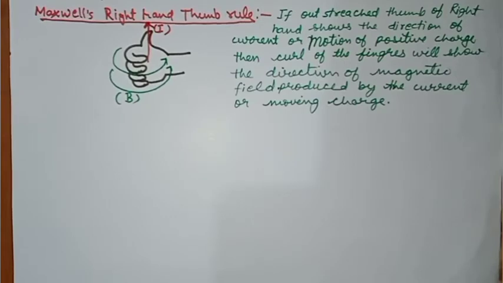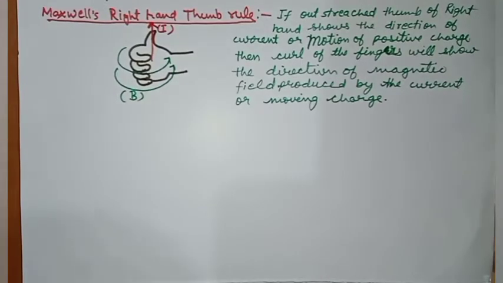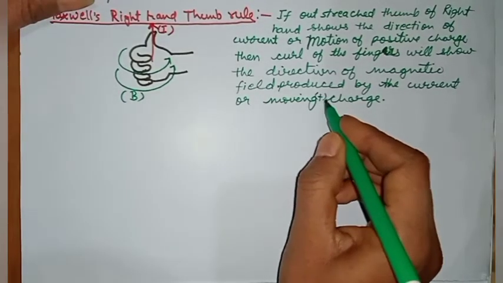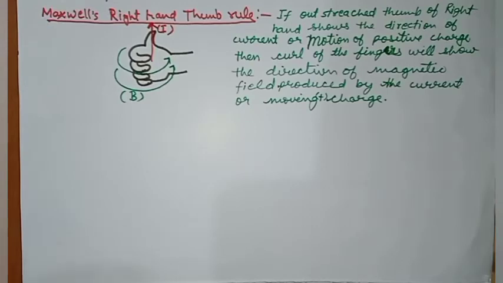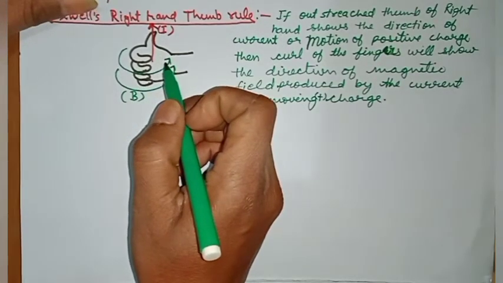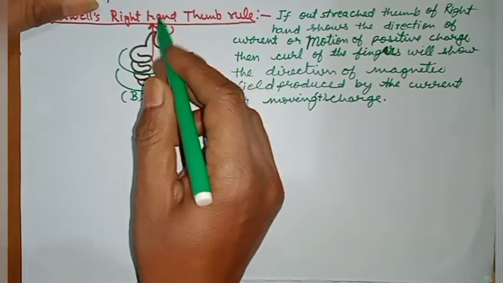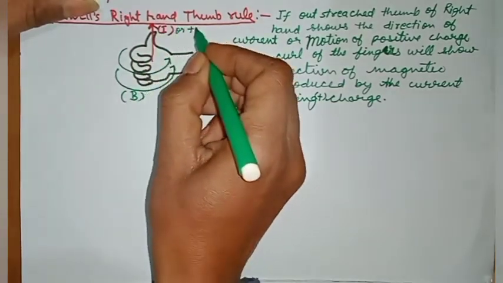If the outstretched thumb of the right hand shows the direction of current or motion of positive charge, that is important, then the curl of the fingers will show the direction of magnetic field produced by the current or moving positive charge. This law is applicable for positive charge only, and we know that the direction of current is taken along the motion of positive charge. So remember, no need to get confused.